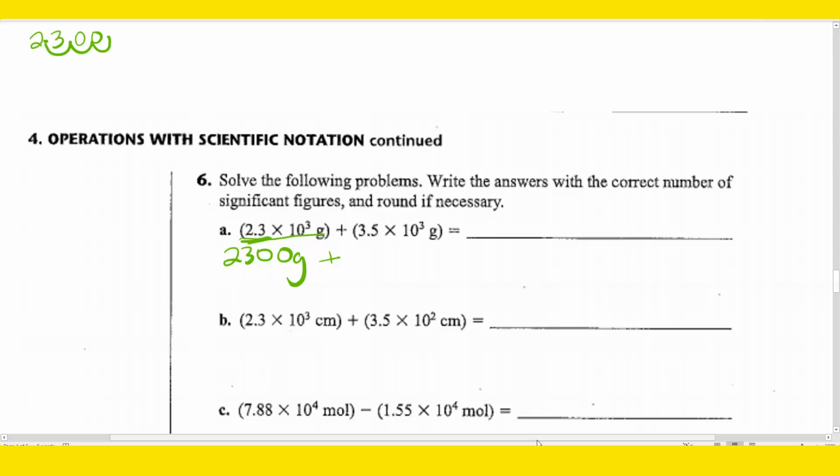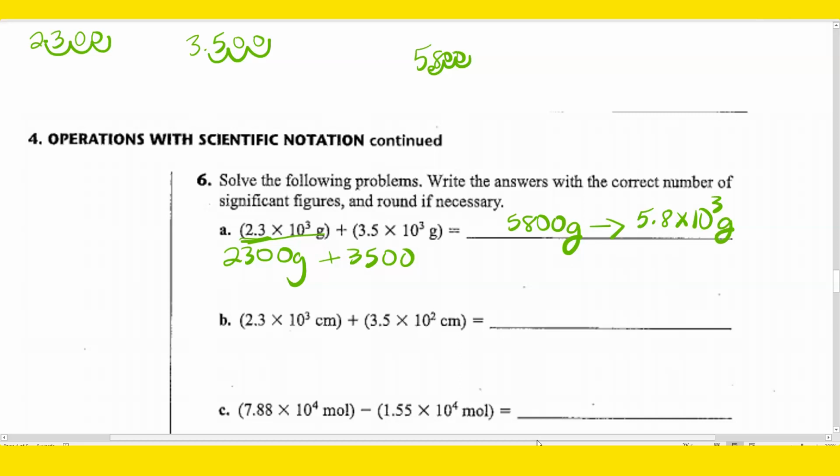3.5 times 10 to the third, well, that number is the same. It's going to be 3,500. Why? Because I'm going to move my decimal 1, 2, and 3 places to the right, just like the other one before. So when we add those two numbers together, we get 5,800 grams. But if I told you to put that answer in scientific notation, all you have to do, ladies and gentlemen, is move your decimal back 1, 2, and 3 places to the left, and you end up with that as your answer.